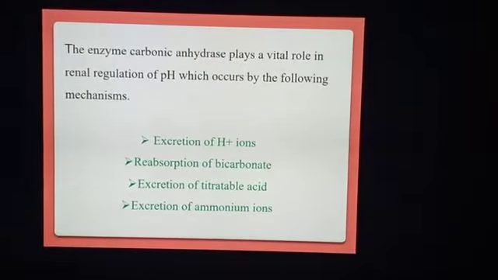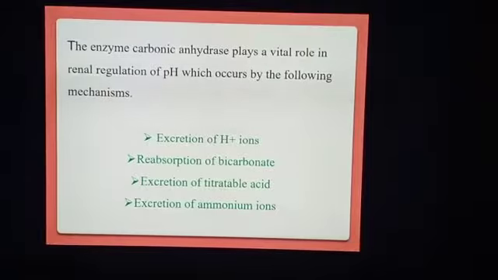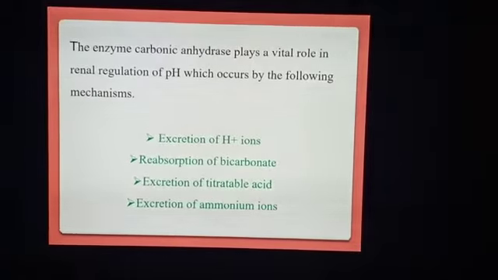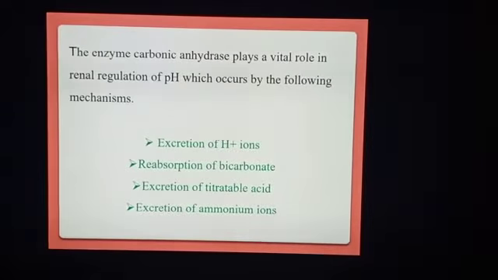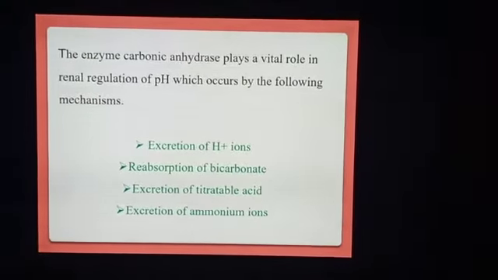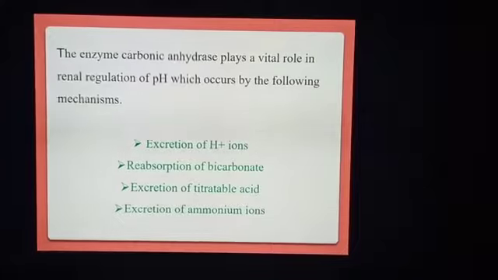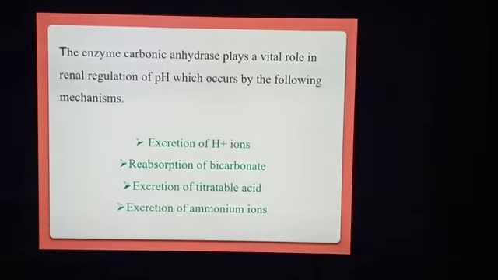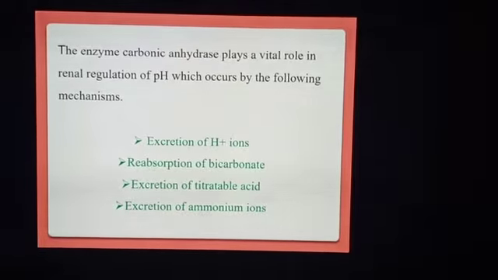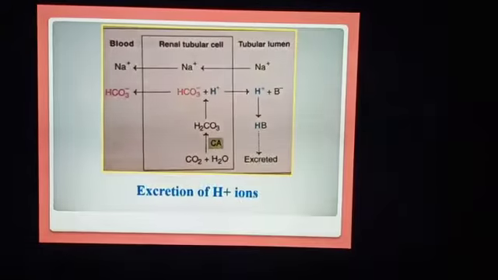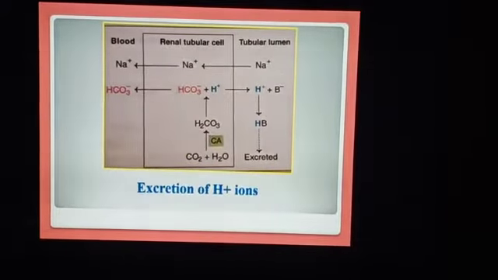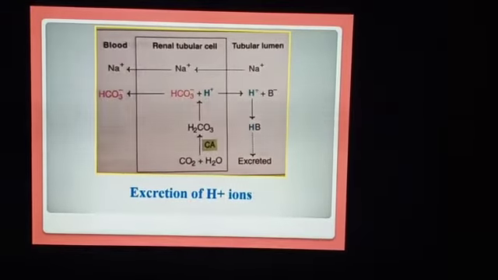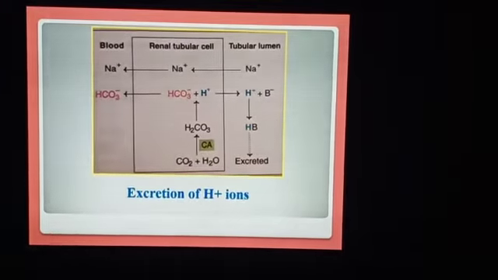The enzyme carbonic anhydrase plays a vital role in renal regulation of pH, which occurs by the following mechanisms: first, excretion of H+ ions; second, reabsorption of bicarbonate; third, excretion of titratable acid; and fourth, excretion of ammonium ions. Coming to the excretion of H+ ions, the kidney is the only route through which H+ ions can be eliminated from the body.